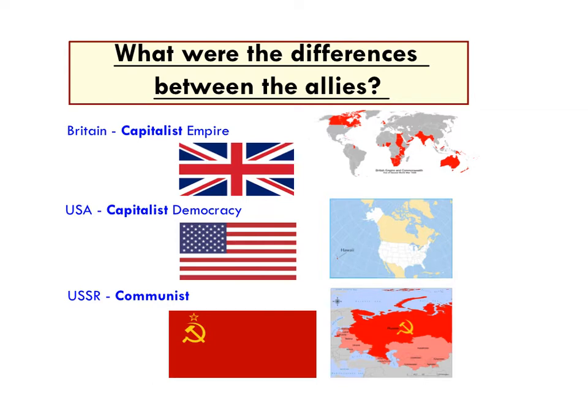So there were ideological differences between Britain and the USA, but both were capitalist powers, which means that they both believed in private ownership and in private wealth. And therefore they were more similar to each other than they were to the USSR, which was communist. So whereas Britain and America had some disagreements over politics, they were in agreement about economics. The USSR was different from Britain and the USA, both in its politics and its economics.